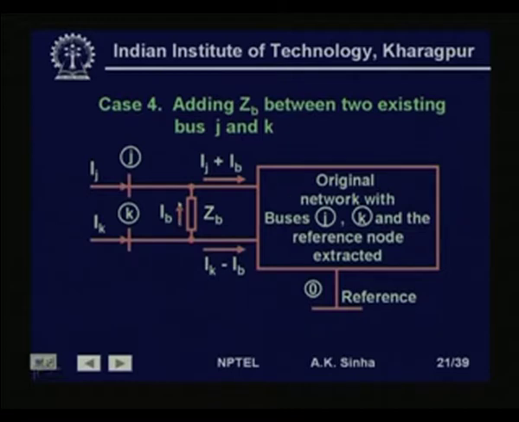assuming that the current direction Ib is like this, then we will get the current injection into the network at bus J now will be equal to Ij plus Ib, and at bus K now it will be Ik minus Ib, because Ik is coming here, out of which Ib goes like this into the network, whereas the current which comes here is Ik minus Ib, and this current becomes Ij plus Ib.